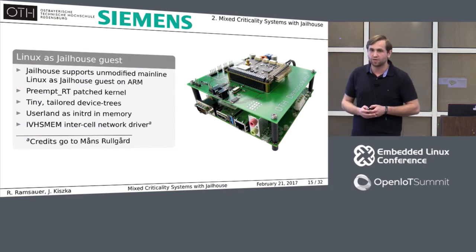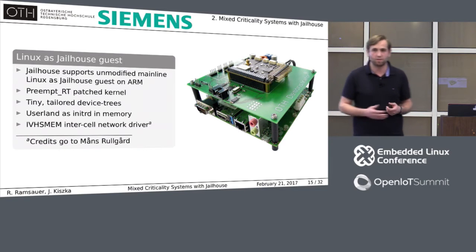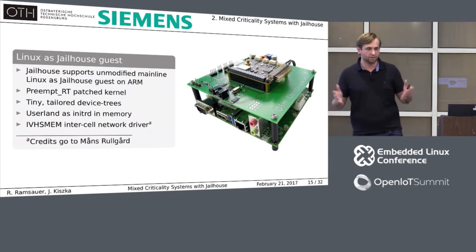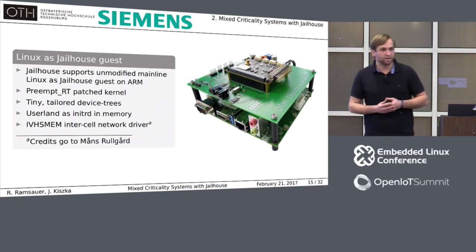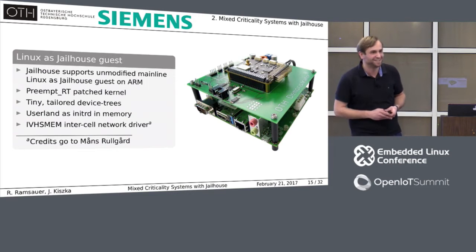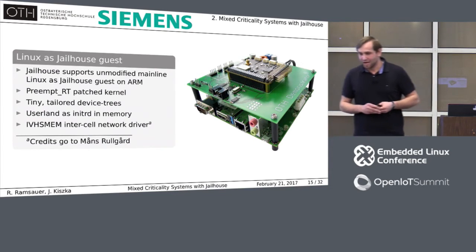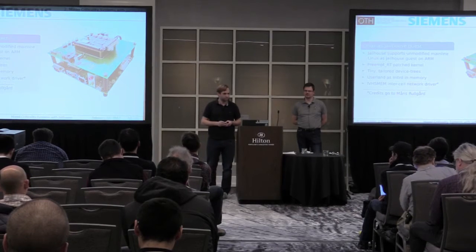The user land, so the autopilot application, is provided as an initial RAM disk, so we run everything in memory. We have no solid state devices there. And an intercell network driver implemented by Mons, I think he is here. Yep. Hello, Mons. It acts as a communication channel between the critical and the uncritical world. For development, this is very useful because we can simply SSH into our critical cell and do all our development stuff.